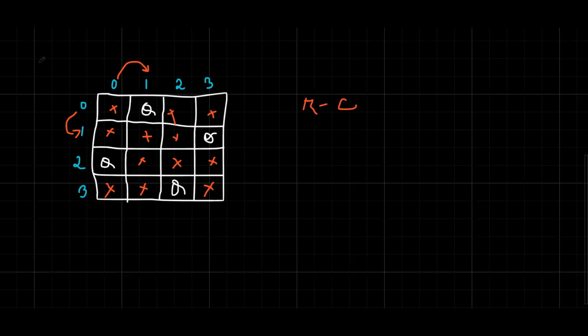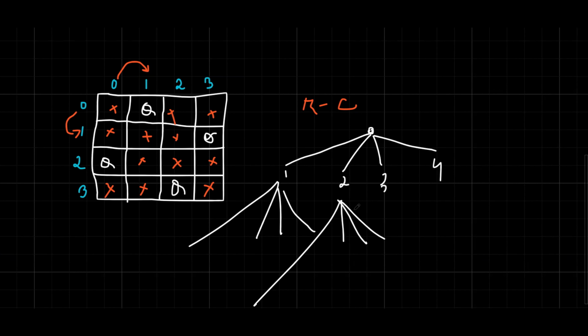Now let's explore the decision tree. Suppose at first we are in the first row. For the first row, we have four choices. Either I can place in the first position, in the second position, in the third position, or in the fourth position as well. Now, for each of the positions, we have another four choices. So I am not exploring the entire decision tree right now.